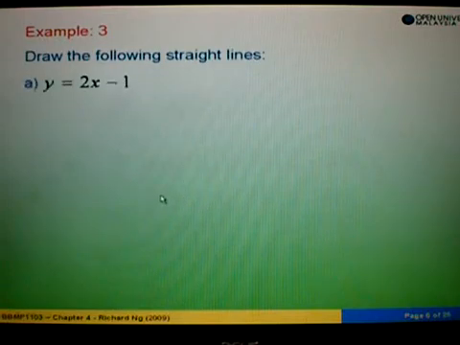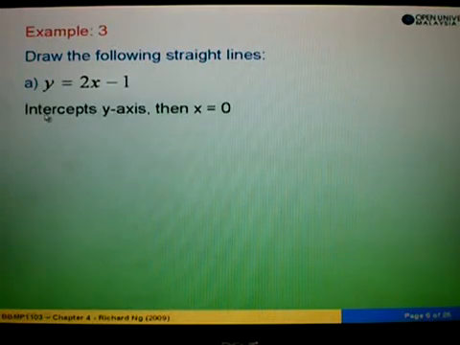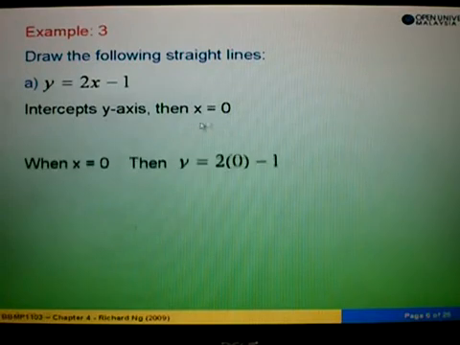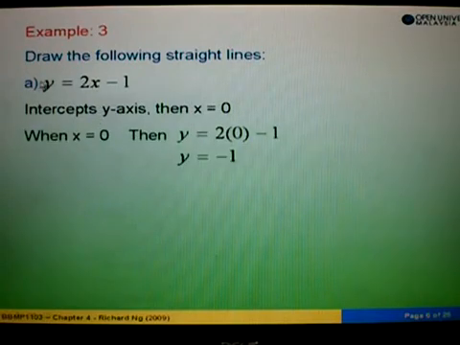So example 3. We are asked to draw the following straight line. Let's say y equals 2x minus 1. So first step is to find the intercept of the y-axis. That means we will substitute x equals 0. Remember, for the intercept of the y-axis, the condition is x equals 0. And when x equals 0, substitute into this linear equation, we will have y equals 0 minus 1. So the answer is negative 1.